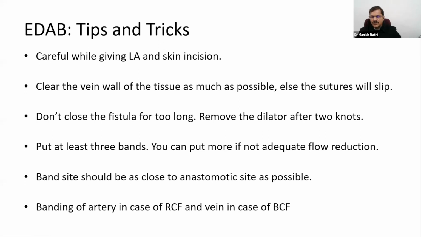The distal segment, because they are already dilated, sometimes there will be huge aneurysmal dilatation and the blood is staying there and you are obstructing the flow. What will happen is thrombosis will occur, and then you will have to go for thrombectomy. So don't close this fistula for too long. Just remove the dilator after putting 2 knots as soon as possible.